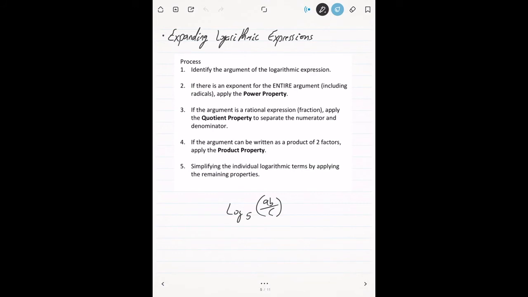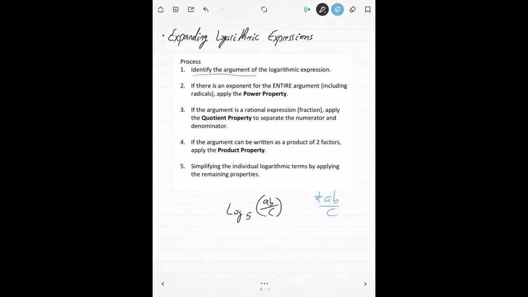Now what we're going to do is utilize these properties to take a logarithmic expression and expand it out into the sum and difference of multiple logarithmic expressions. First up, let's take a look at the process for how to do this. It's recommended that we first identify the argument of the logarithmic expression. So using this practice problem right here, we can identify the argument, and I'll put it as a side note here as AB over C. That whole thing is the argument.